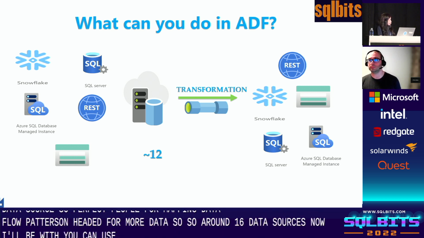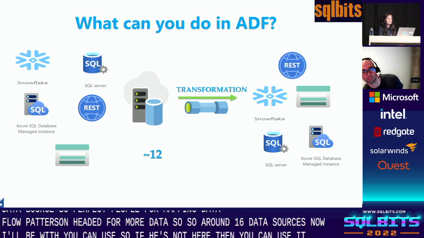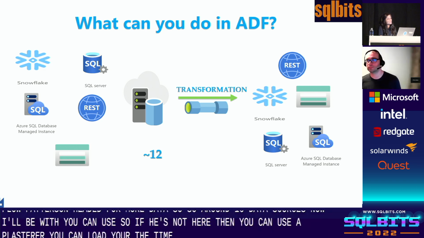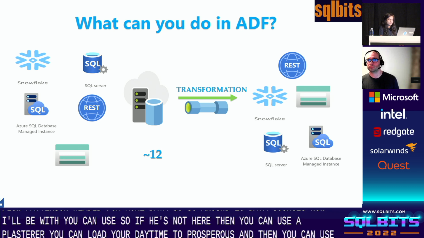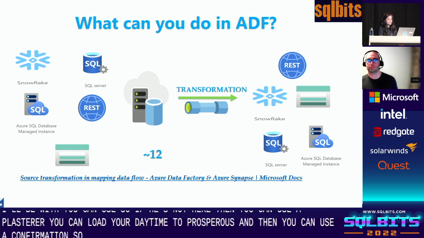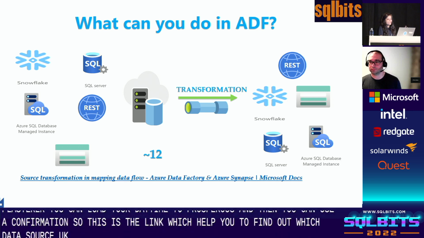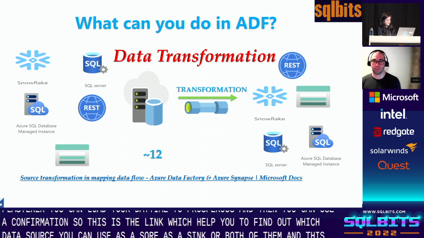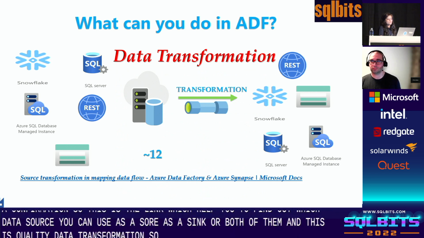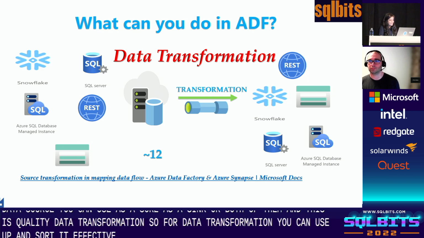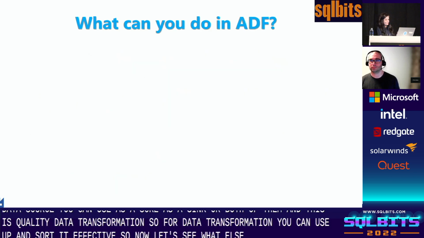If a data source is not available here, then you can use blob storage. You can load your data into blob storage, and then you can use a transformation. So this is the link which helps you find out which data source you can use as a source or as a sink or both of them. And this is called data transformation. So for data transformation, you can use Azure Data Factory. Now let's see what else you can do in Azure Data Factory.